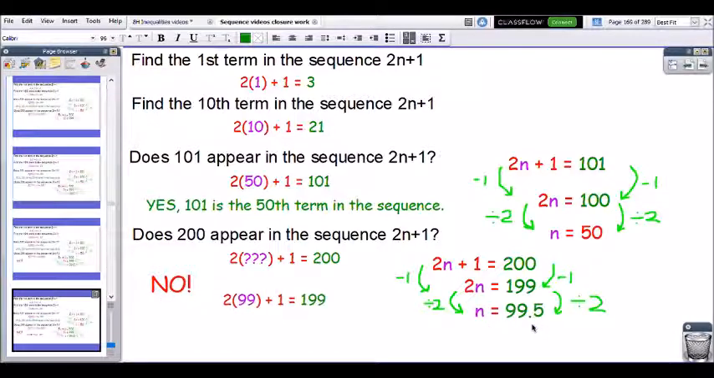If I take my rule and I work out the 99th term, so 2 lots of 99 plus 1, the 99th term in that sequence is 199. What would the 100th term be? Well, it would be 2 lots of 100 plus 1 gives me 201. So do you see that 200 gets skipped in the sequence? My sequence goes from 199 to 201. So 200 would be in between 2 of the terms in that sequence. So 200 is not in that sequence.